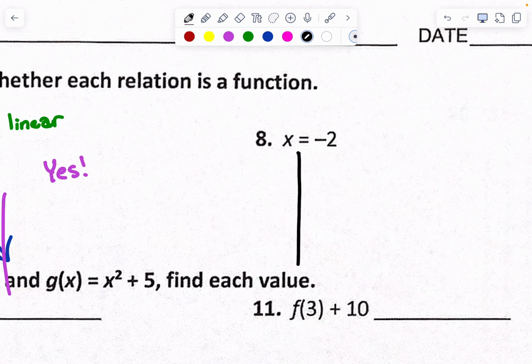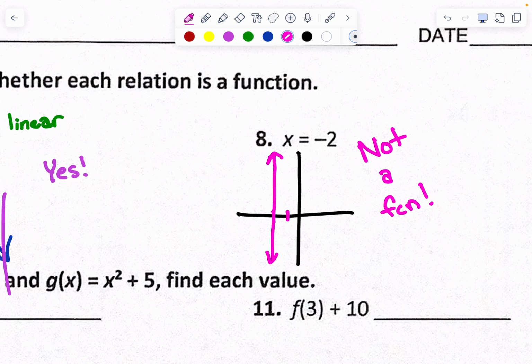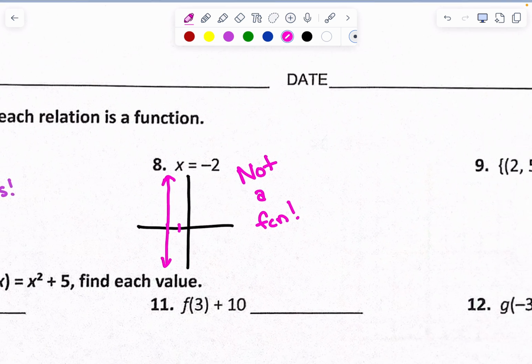Now number 8. Let's figure out what he looks like. X equals -2. We go to -2 on the x-axis, and he is straight up and down like this. Will he pass the vertical line test? No. Not a function. Okay? Do we see why? That's what he looks like.